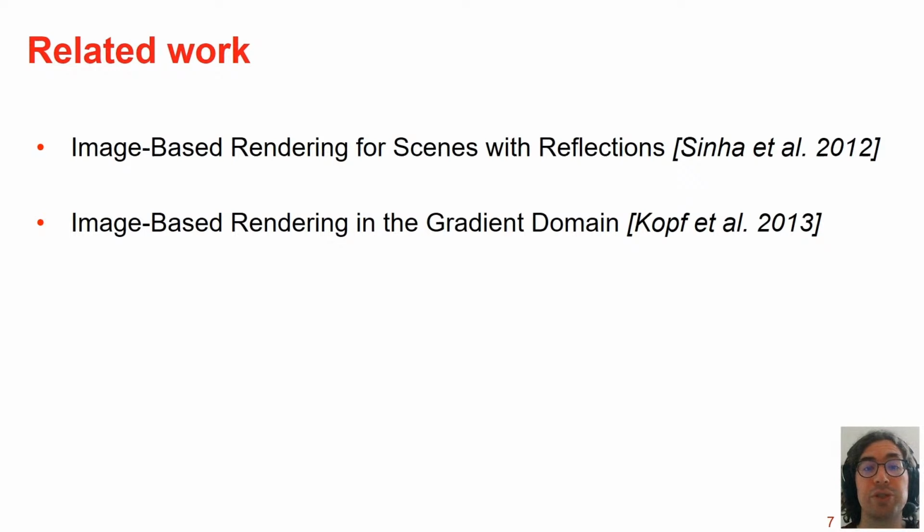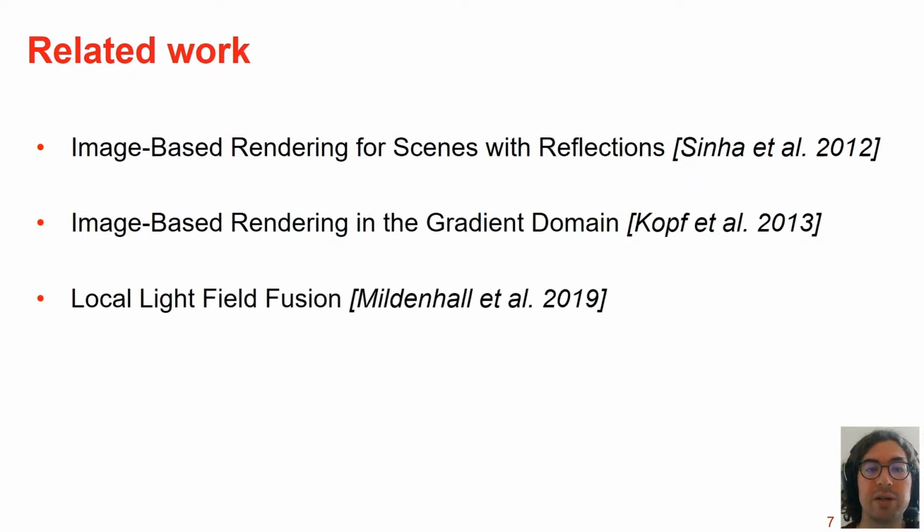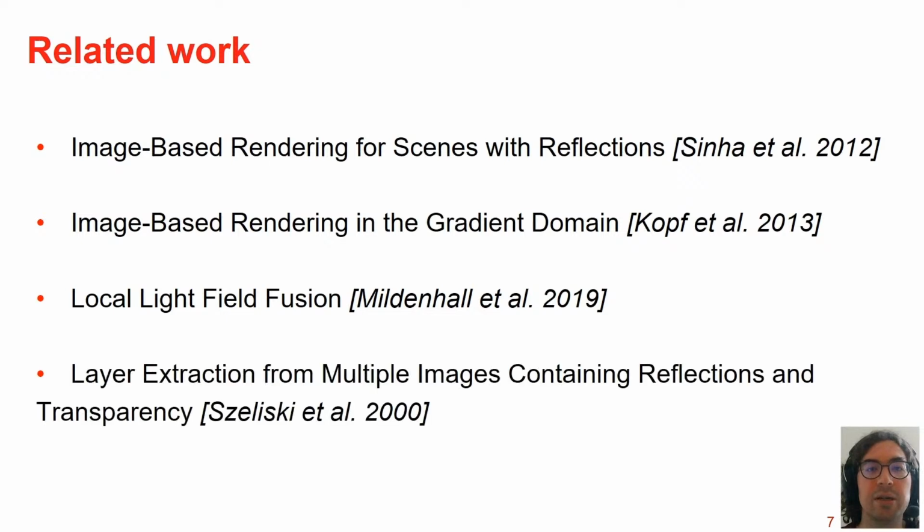Existing methods have considered the problem of reflection and transparency rendering from real-world pictures, such as the work by Sinha and colleagues and Kopf and colleagues. But these works were mainly demonstrated on planar reflectors and for small user motion. More recently, neural-based techniques have been applied to a similar problem, for instance by Mildenhall and colleagues, but once again with a denser baseline and a more constrained capture setup. Finally, we will take inspiration from classical approaches when extracting reflection information, such as the work of Szeliski and colleagues.